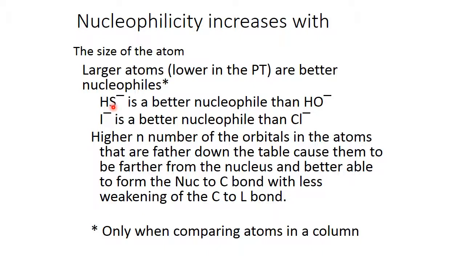So if I look at sulfur versus oxygen, the sulfur will be a better nucleophile than the oxygen, whether it's negative, comparing negative to negative, or comparing neutral to neutral. Iodine is a bigger atom, so it is a better nucleophile than either bromide or chloride.